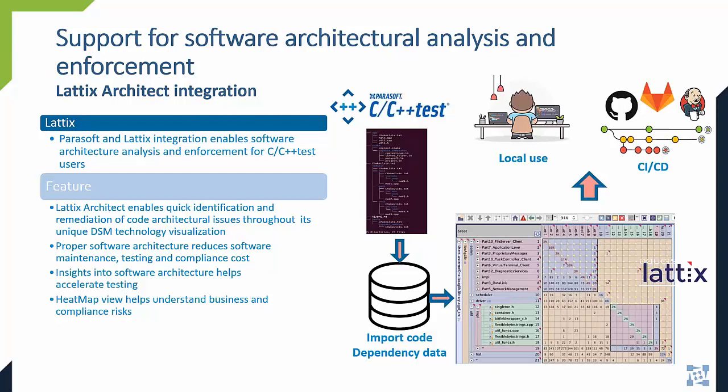So this integration also complements our continued theme of supporting modern workflows and CI/CD pipelines. Lattix in combination with C/C++test can be coupled with your CI DevOps pipeline, allowing teams to continuously maintain a modular architecture without undesirable architectural deviations. And Lattix offers a heat map, which aggregates Parasoft's code coverage and static analysis from C/C++test, along with architectural findings into one holistic view of code quality, exposing compliance gaps and therefore business risks as well.